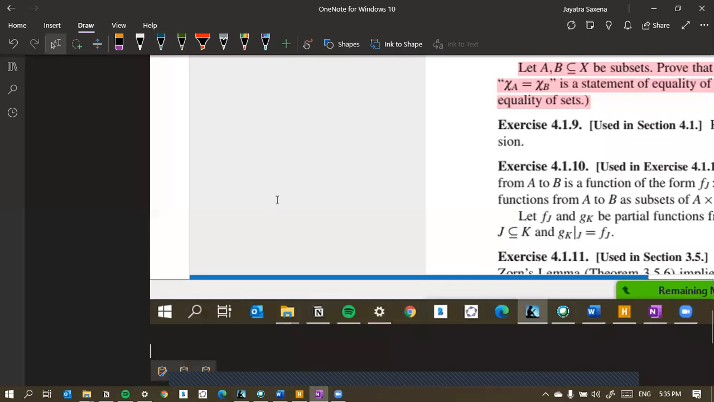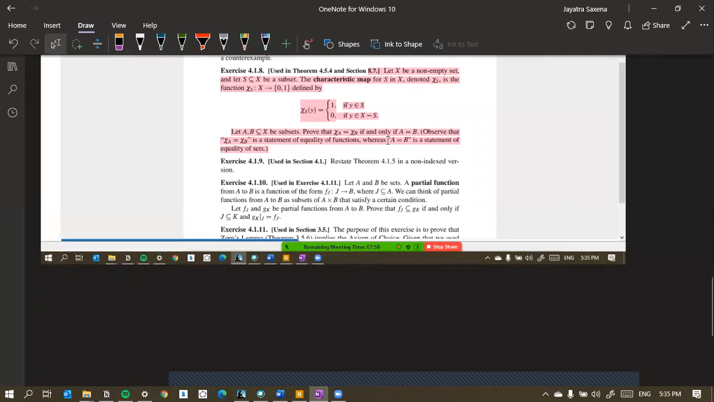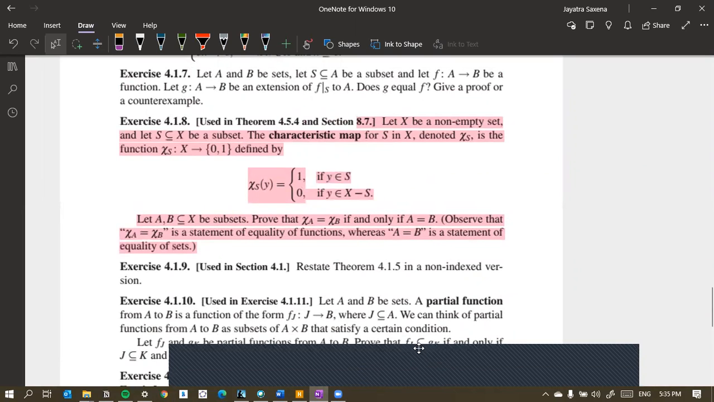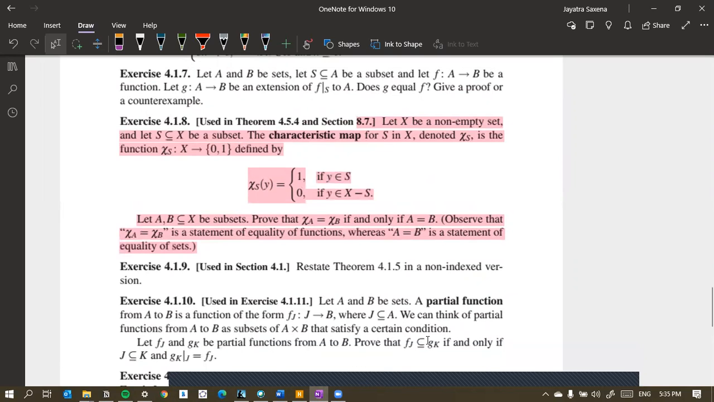The characteristic map. So first of all, you have to understand this function. I will try to do as much as I can in the 7.5 minutes left, and then I will send a new meeting link to the group.